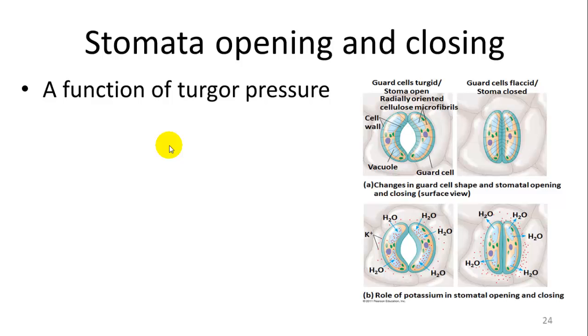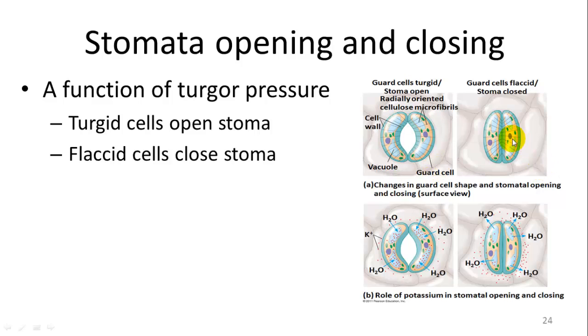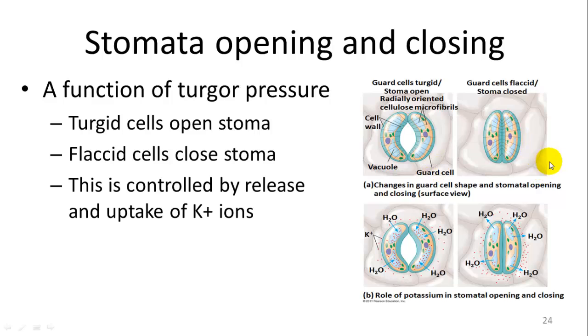Stomata are also a function of turgor pressure, or using our properties of osmosis and hyper and hypotonic solutions. Turgid cells create an open stoma, and flaccid cells close the stoma. And this is controlled by the release of potassium ions. So if you release a lot of potassium ions, the water will follow and it will create this flaccid cell and close it. If you want to open it, you will increase the amount of potassium ions and water will follow it and it will become turgid.